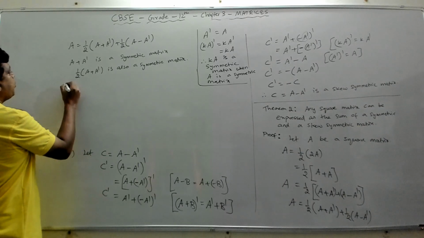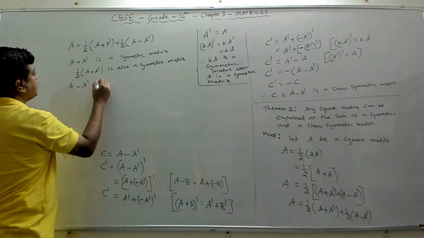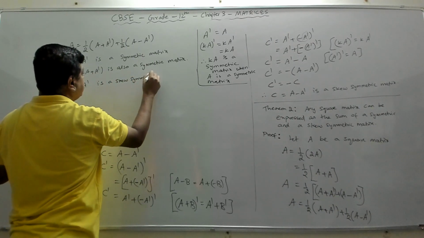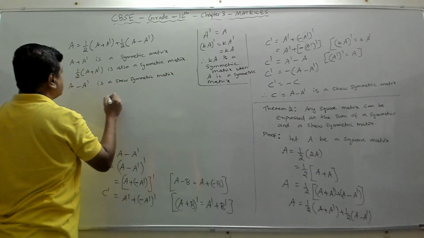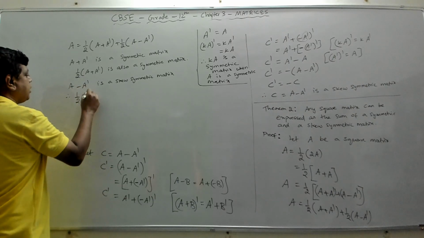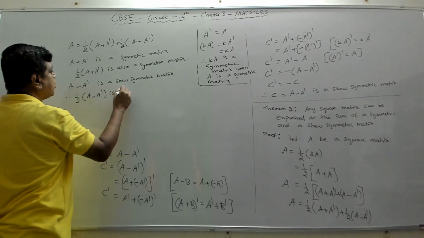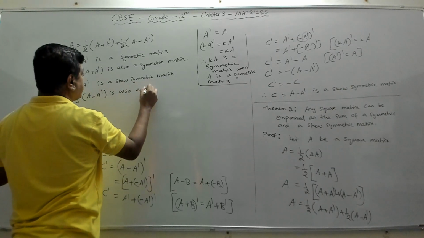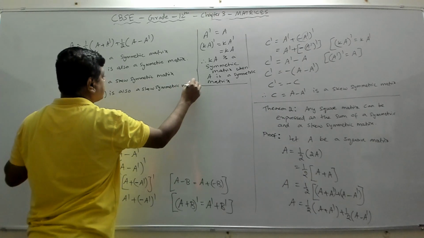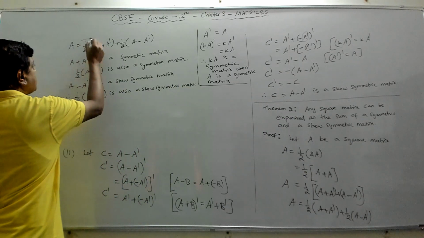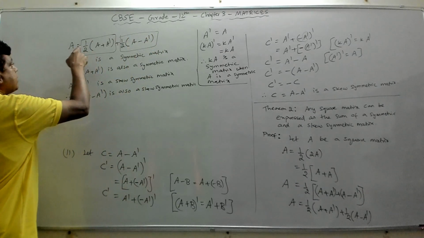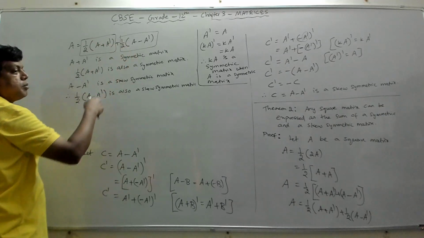So similarly, we can say A minus A transpose is a skew symmetric matrix as per our theorem 1. So therefore, if you multiply any constant 1 by 2 with this A minus A transpose, it is also a skew symmetric matrix. So now we have shown this is a symmetric and this is a skew symmetric matrix. A matrix A is written as sum of a symmetric plus skew symmetric matrix.